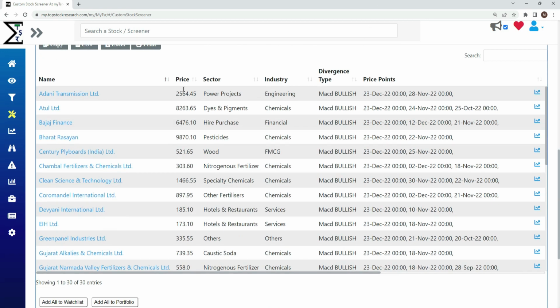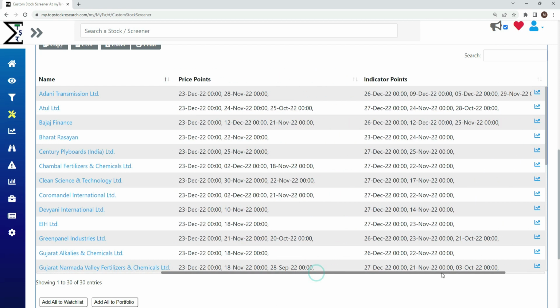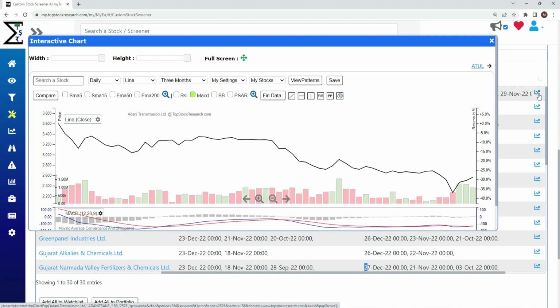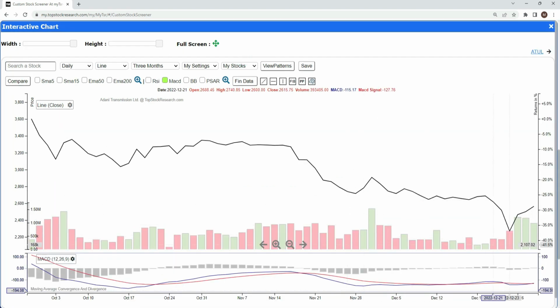So when you look at these stocks, you'll see that this is MACD bullish divergence on Adani Transmission. Let's try to see the period. Basically, it's almost a month period. Over here also, it's about a month period. So let's try to spot that divergence. Price is clearly coming down, whereas the indicator is going up. If you see here, there was a strong downtrend and there's sort of a reversal coming up here.